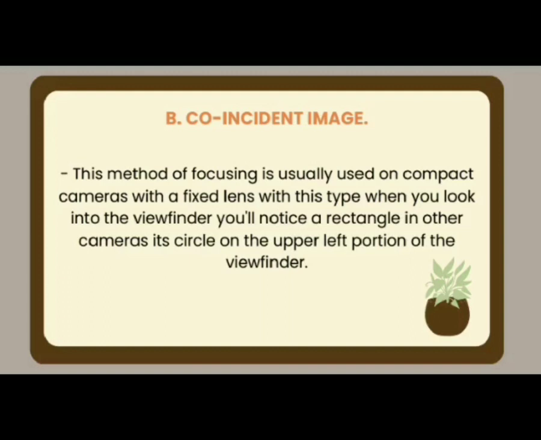So my explanation for that is the coincident image focusing method, commonly found in compact cameras with fixed lenses, features a rectangle or circle in the viewfinder. This design aids in achieving focus by aligning images, typically situated in the upper left portion of the viewfinder in some cameras.